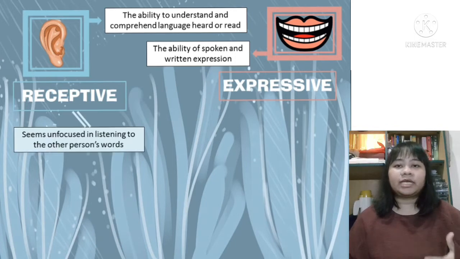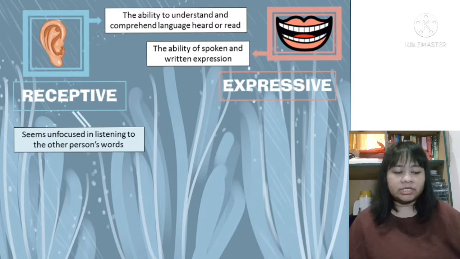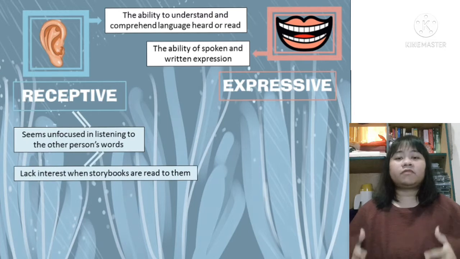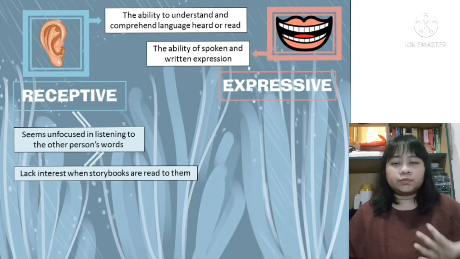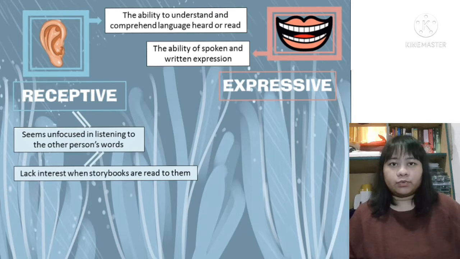Children with receptive language disorders tend to be unfocused in listening to other people's words. They may hear the voices of people near them talking, but do not absorb what they are saying. They seem to have their own world inside their heads, so the sounds from outside do not blend well with what's inside their heads. They lack interest when storybooks are read to them. Since they find it difficult to guess words and absorb the meanings, they become disinterested in what they hear.